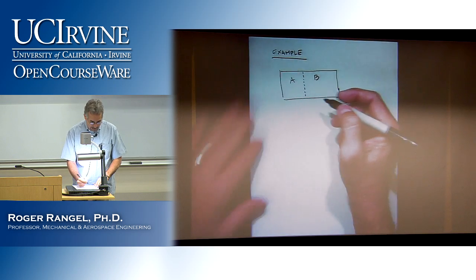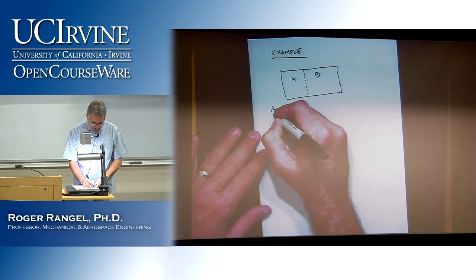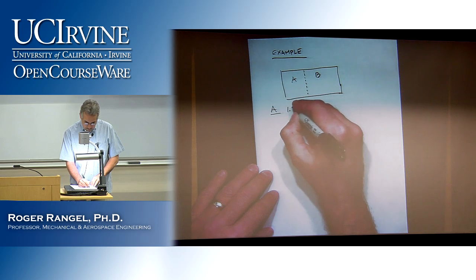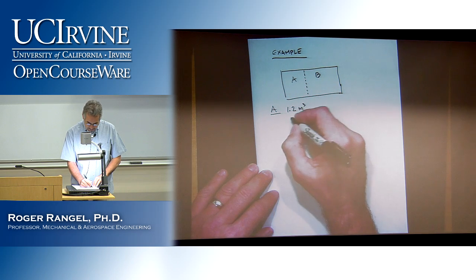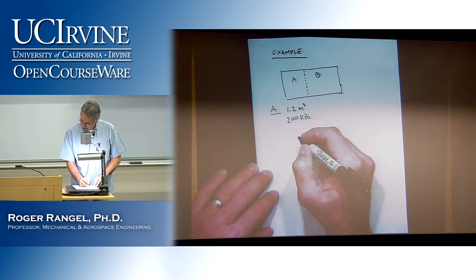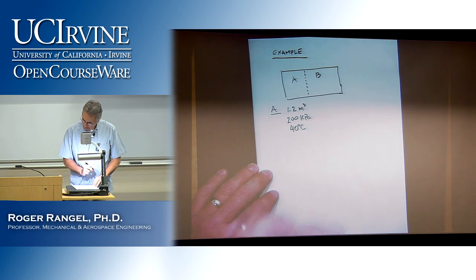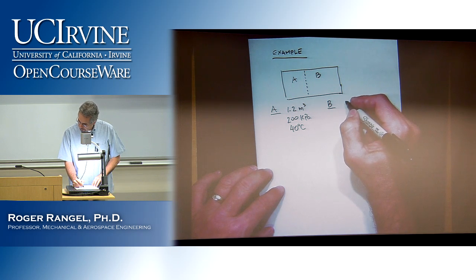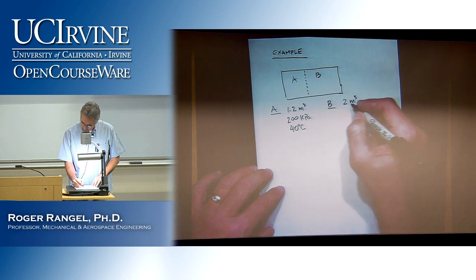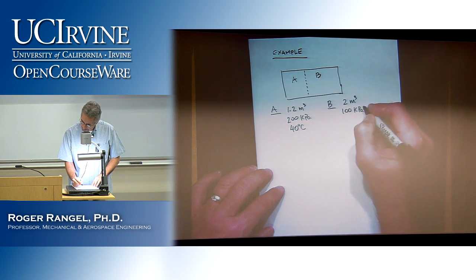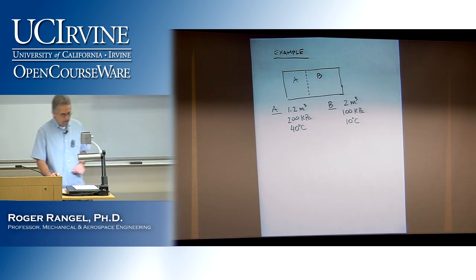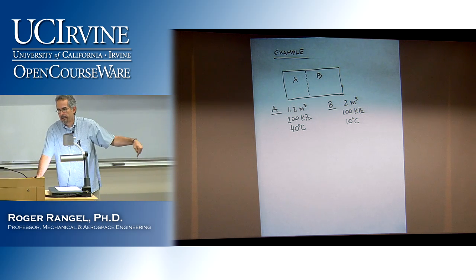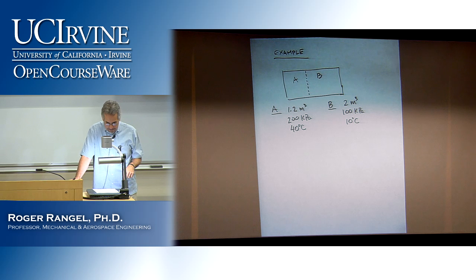So I have information on each tank. For side A, in fact, I use some of the same numbers: 1.2 cubic meters, 200 kilopascals, and 40 Celsius. Those are the same numbers. And for B, it was 2 cubic meters, 100 kilopascals, and 10 Celsius. So in the exam, you were told the membrane disappears, the gases mix, they come to an equilibrium temperature which was given, right? And you were to find then the pressure.